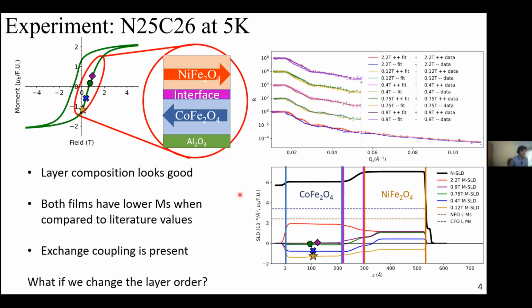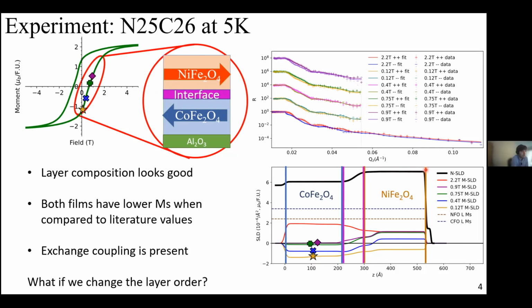And here on the bottom right, I show you the modeled SLDs from these reflectivity profiles. So starting from here, our black line is our nuclear SLD. We start at our substrate, and we go into a region of cobalt ferrite. Then we go up through a chemical interface into a region of nickel ferrite.